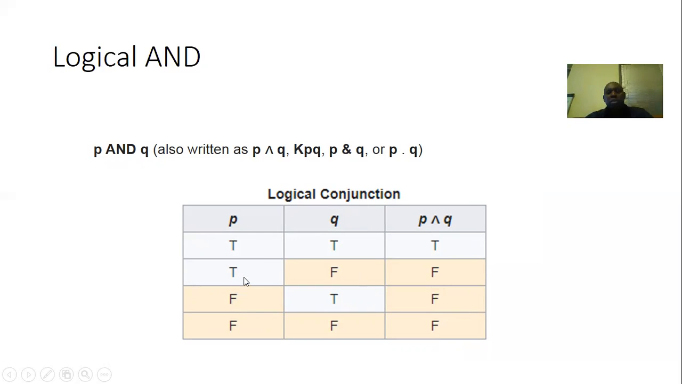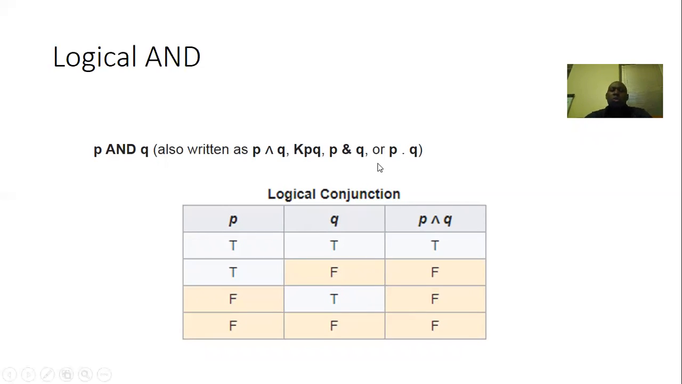So if P is true and Q is false, P and Q is false. If P is false and Q is true, then P and Q is false. If P is false and Q is false, then the result, P and Q, is also false. So the only time this operation is true is when the two inputs are true. That's the thing to always remember about it.